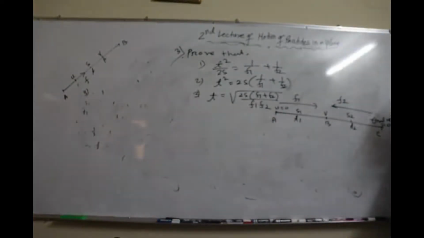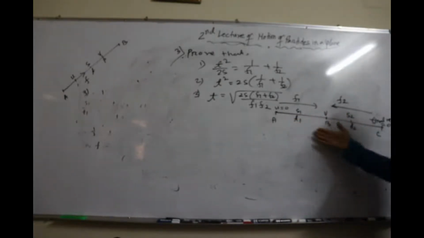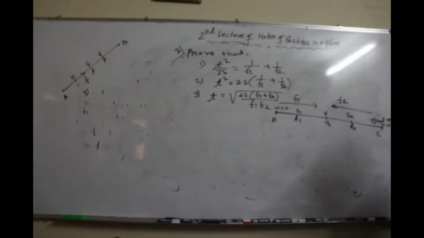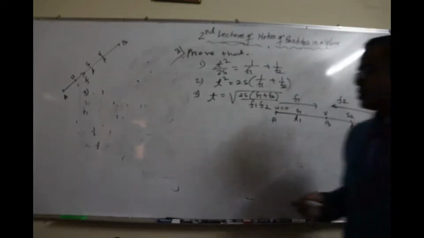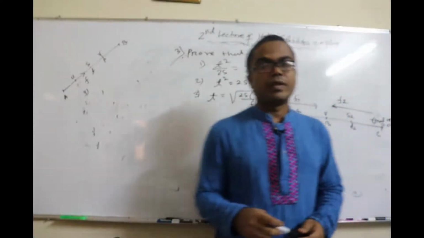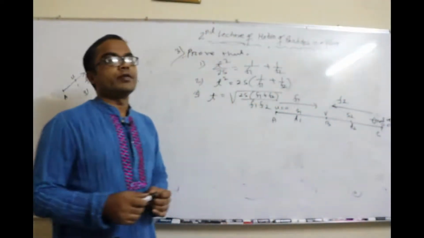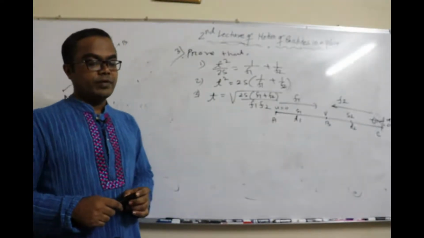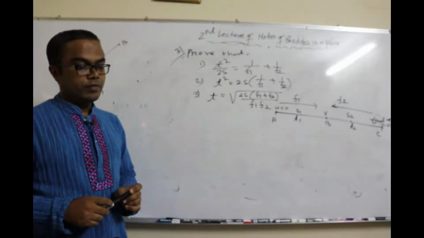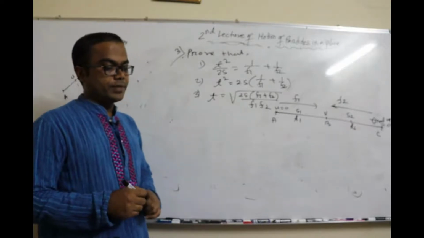So now with the help of this figure, you can write a statement: let the particle move with uniform acceleration f1 from A to B in time t1.